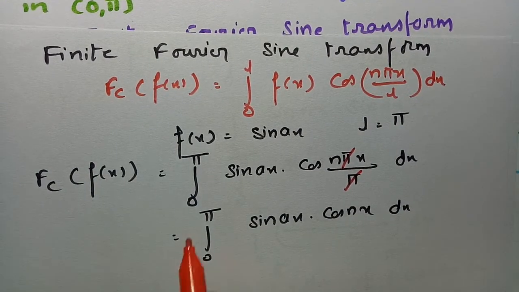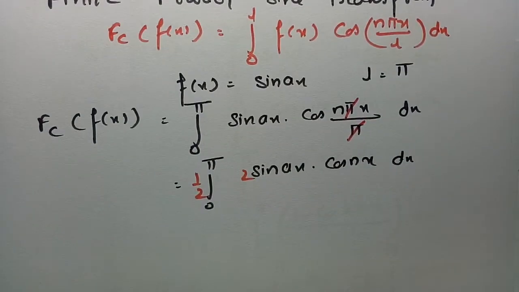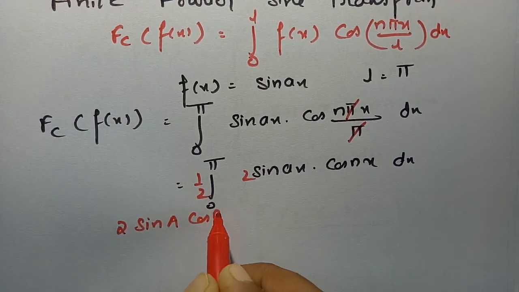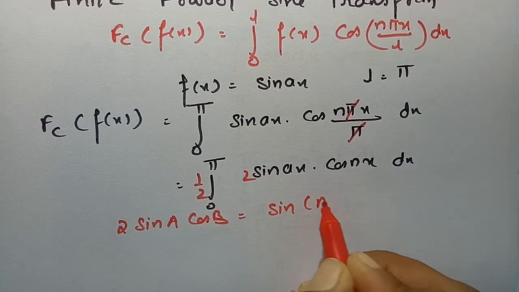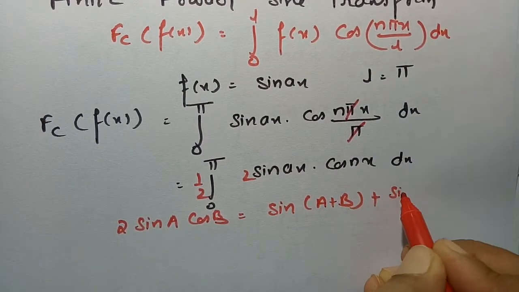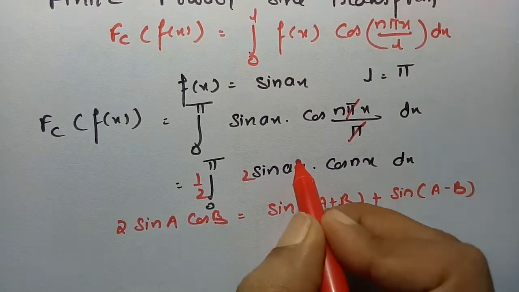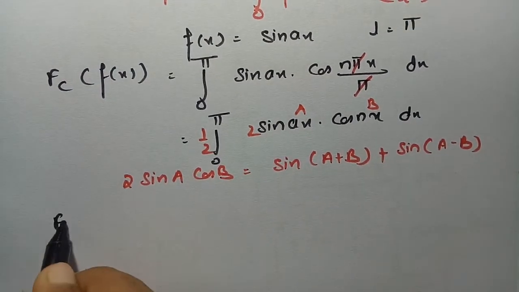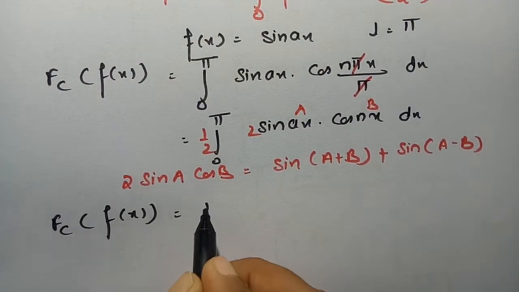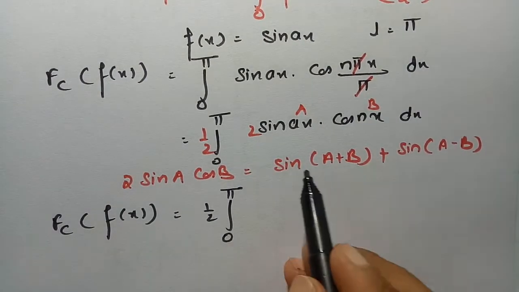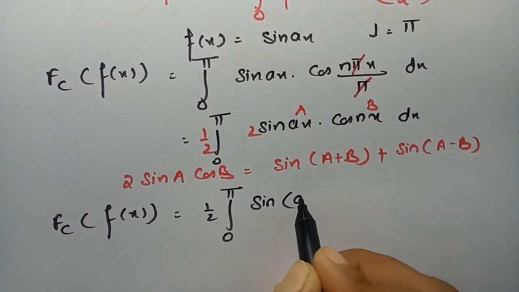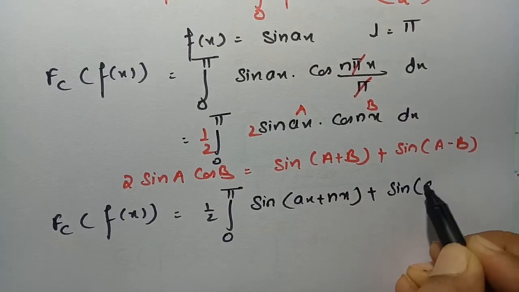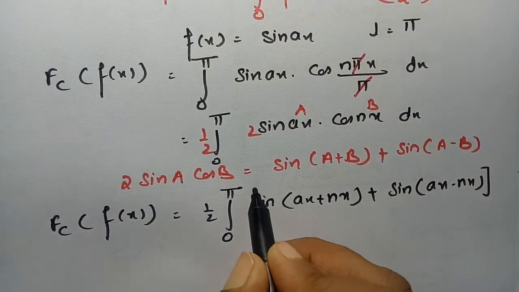Now I'll multiply and divide by 2 for my convenience. So this is of the form 2 sin A cos B. Then what is the formula? That is sin of (A plus B) plus sin of (A minus B). What is A and B? ax is A and nx is B. Now I'll substitute. Then the Fourier cosine transform of the function f of x is nothing but the integral from 0 to pi of sin of (ax plus nx) plus sin of (ax minus nx) dx.